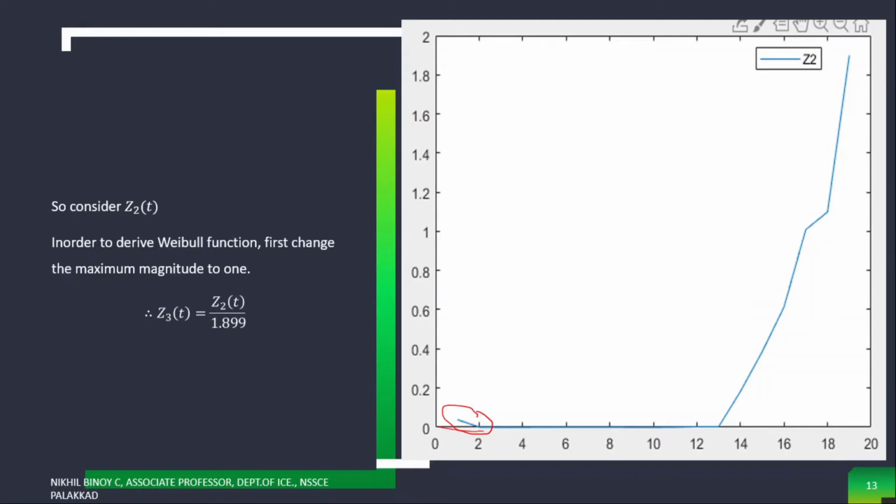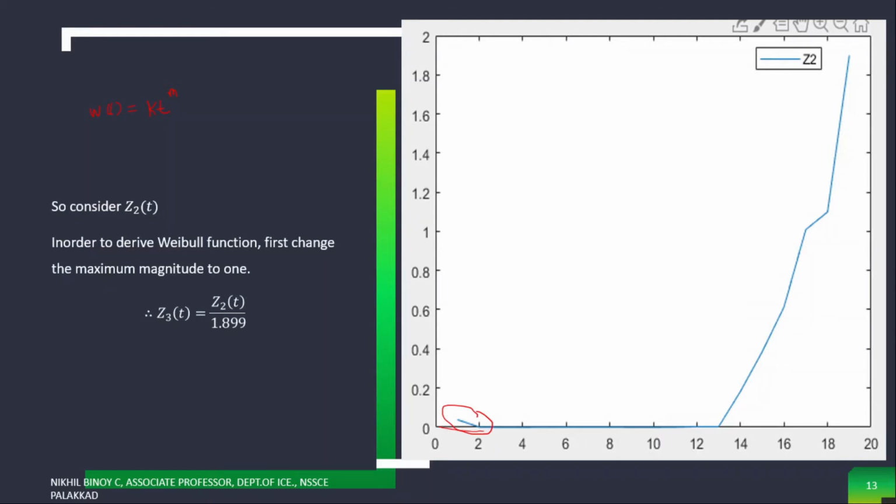So now, what is the Weibull function? The Weibull function W of t, or Z of t, is equal to k into t raised to m. That t raised to m has an important property. The value of k into t raised to m is 0 at t equal to 0. That is one important thing.